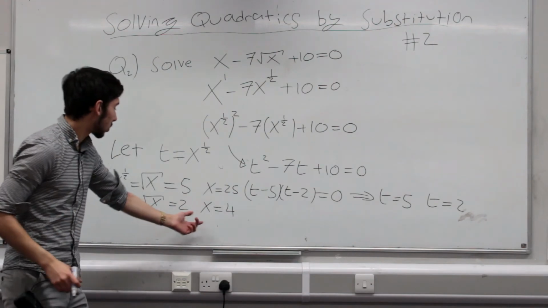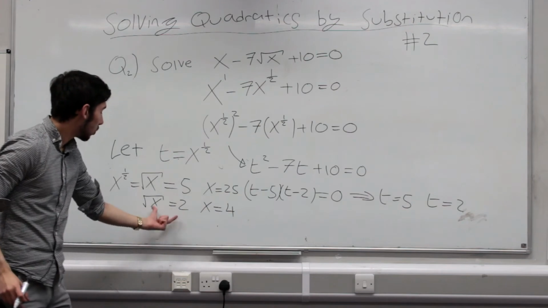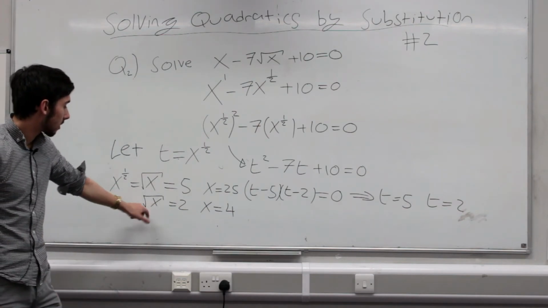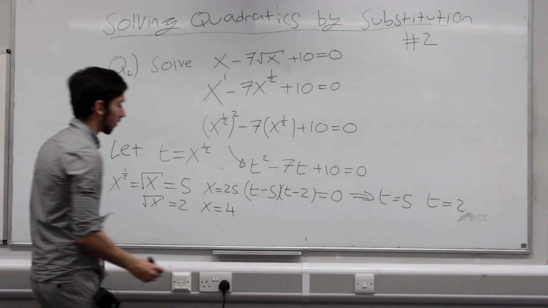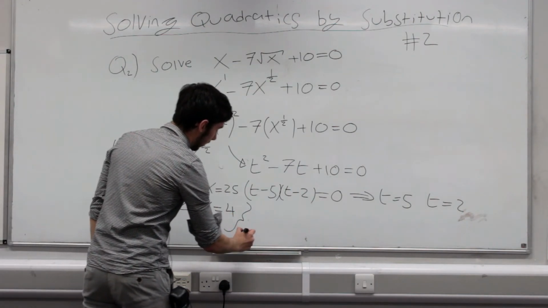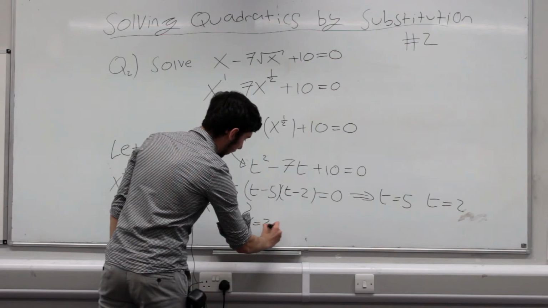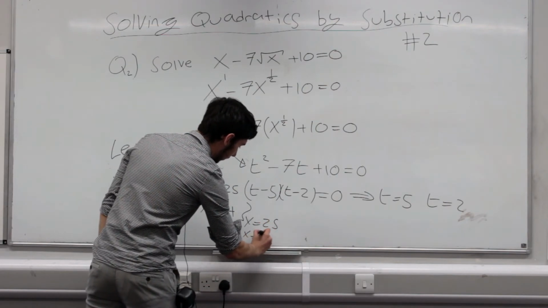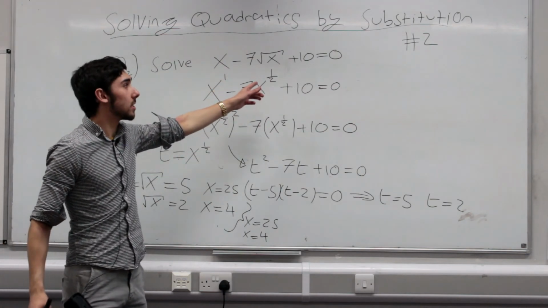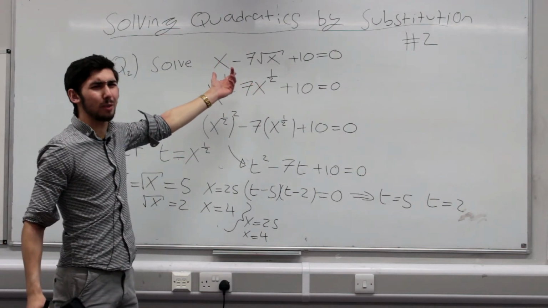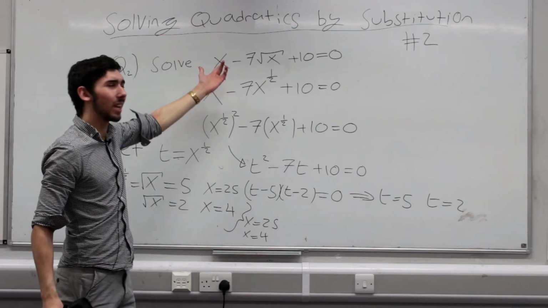Because if you take the square root of both of these, you will get the square root of x is equal to the square root of 4, which is 2. So the answers to this problem, we'll do them over here. X equals 25 and x equals 4. Boom. Now that's technically not a quadratic, is it? Because this is not written in the form ax squared plus bx plus c equals 0, clearly not.